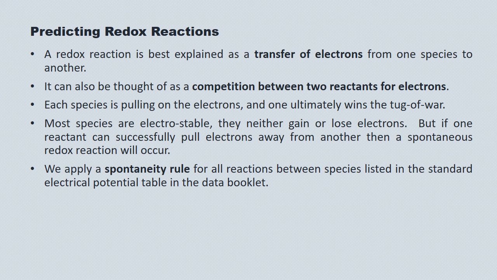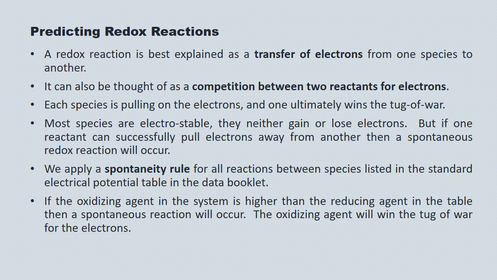We can apply a spontaneity test or a spontaneity rule for all reactions we look at by reference to the electrical reduction potential table in our data booklet. And you'll need that for these questions. It's literally a hands-on exercise in terms of analyzing that table. And the rule is this: if the oxidizing agent in the system is higher than the reducing agent in the system in your reduction potential table, then a spontaneous reaction will occur.